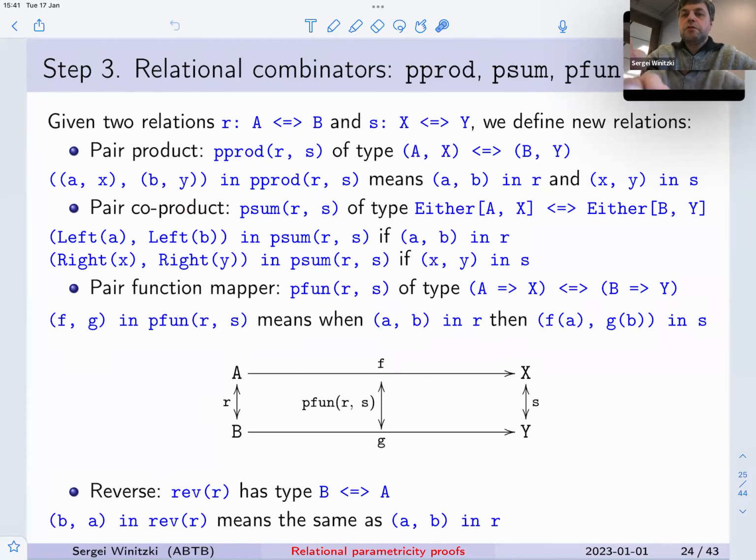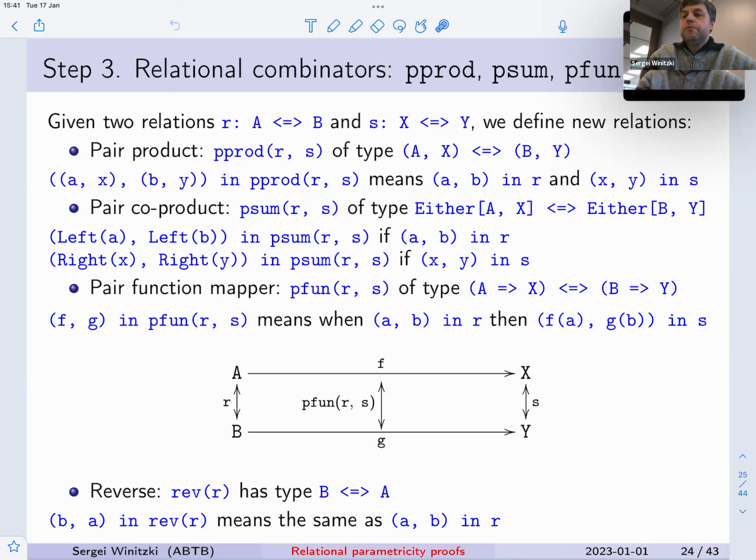The next construction is a pair coproduct, or a pair sum. And that gives you a relation between coproduct types. And the two values are in this relation only when both are on the left, and then A and B are in the relation R, or both are on the right, and then X and Y are in the relation S. So this is kind of reasonable. Now, the next combinator is quite non-trivial, although its definition looks simple. It's a pair function mapper.